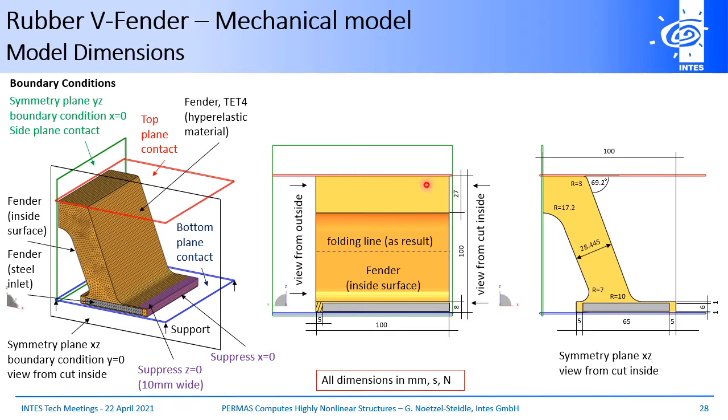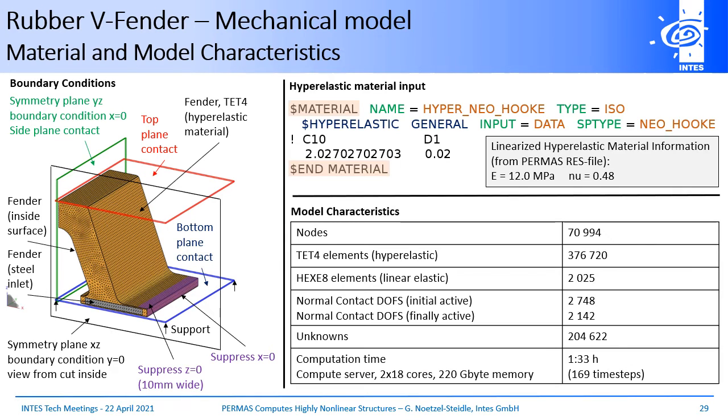Here are some more details on model dimensions. The overall height is 100 mm, so 1 mm displacement corresponds to 1% compression of the fender's height. The hyperelastic material is considered as a neo-Hookean type material law, again with two parameters for the strain potential. In this simulation I used linear tetrahedron elements with medium edge length.